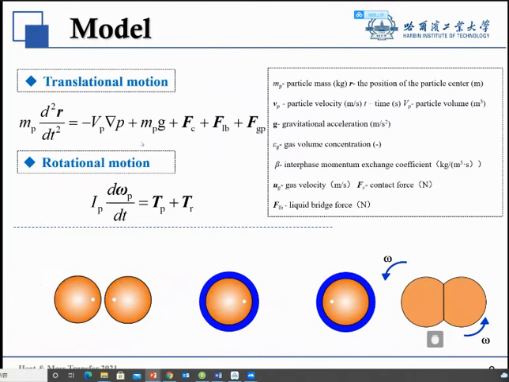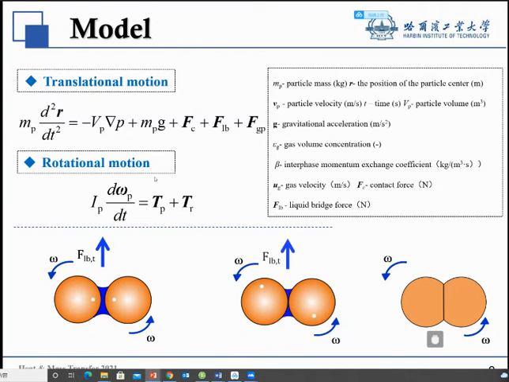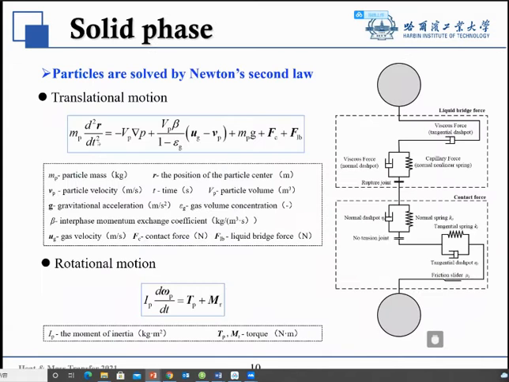Here are some models for translational motion and rotational motion equations for the particle movement. Here are some small videos showing the particle movement.